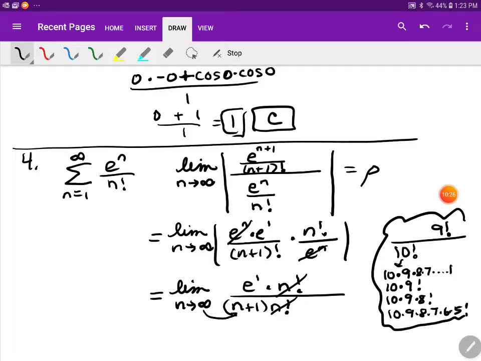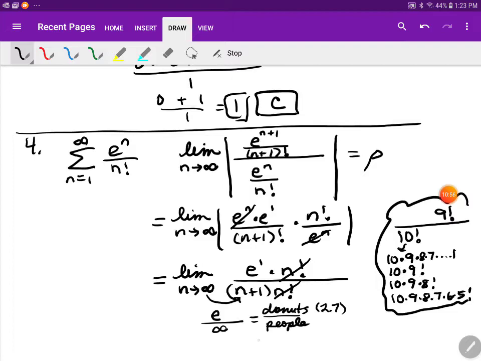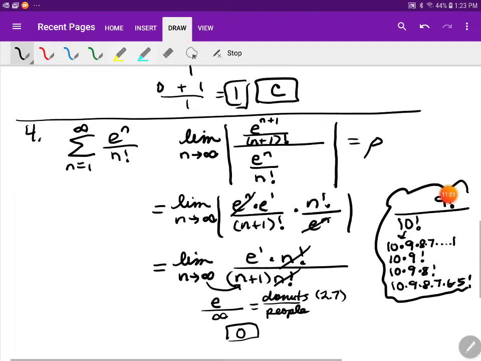And then limit as n approaches infinity. E right now is just a plain number, and then I'm getting infinity plus 1 in the denominator. Okay, so basically, remember if you're doing a limit, this is donuts on the top. So think donuts at the top. So I have e donuts, 2.7 donuts. I have 2.7 donuts, and people are at the bottom. So I have 2.7 donuts and 1 million people. So I basically almost get no donuts per person. So this limit is 0. Now, this 0 is less than 1. So that does converge.